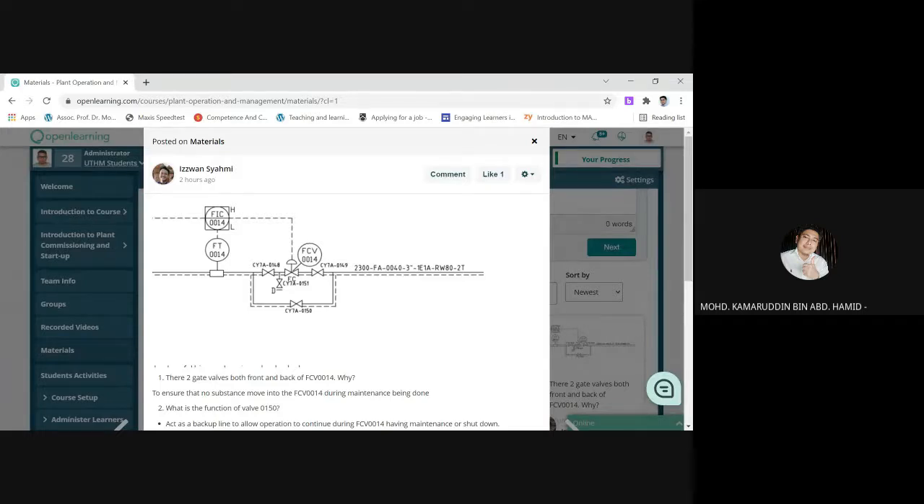Okay. So once you identify the source of this no flow, then you need to consider how this can be handled. What should be your action?